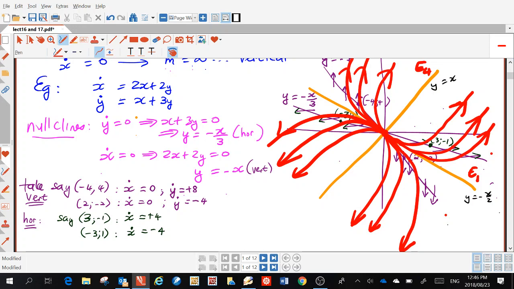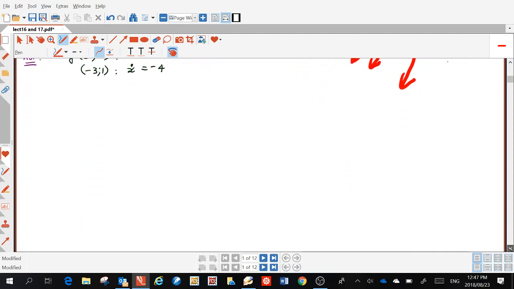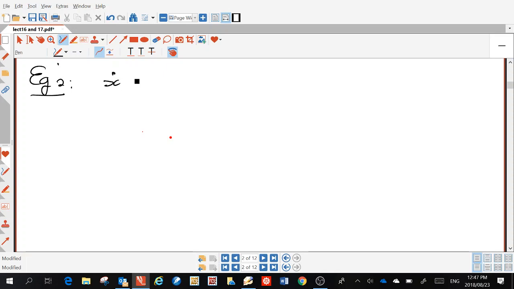Let me take another example where the idea is actually indispensable. I wrote the solution. Let's take the next example. Example 2. This time x dot is 2x minus y. Y dot is x plus 2y.